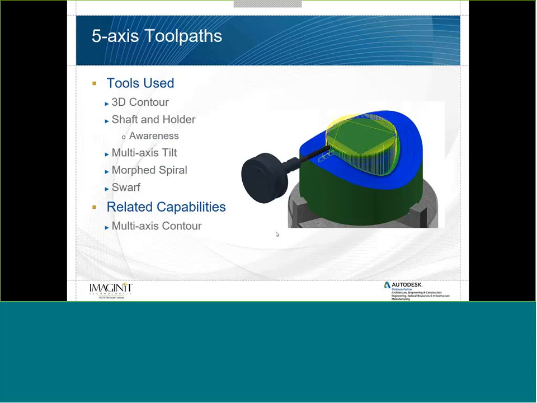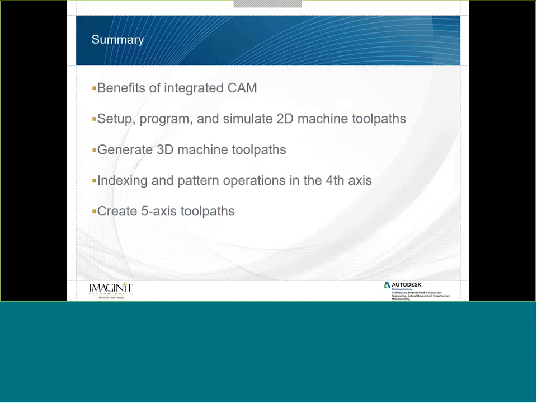Some of the tools we looked at: the ability to leverage 3D contour, and the ability to check for shaft and holder awareness so that it's avoiding tool collisions. The multi-axis tilt is definitely an advantage for us there. Morph spiral in some cases would work really well, in this case not so much, but that's where we have swarf to come in and do that. Multi-axis contour would let us do some engraving or etch some geometry along a multi-dimensional profile or surface, which is another capability that we have.